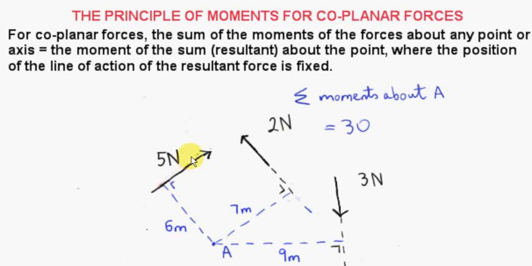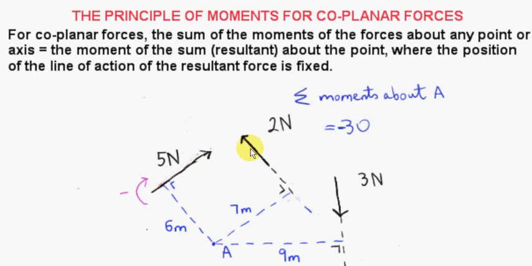Let's start with the 5 Newton force. Well, what do we do? We multiply its magnitude, which is 5, by the perpendicular distance of A to the line of action of this force, which, as you can see, is 6 meters. So the magnitude of the moment of this force is 5 times 6, 30 Newton meters. Now that's the magnitude, but we want the moment vector. So we need to consider the direction of rotation that this force has about the point A. Well, we can clearly see that it's clockwise, and a clockwise moment is negative. So we need to put a minus sign in here to get the moment vector. So the moment of this force about the point A is minus 30 Newton meters.